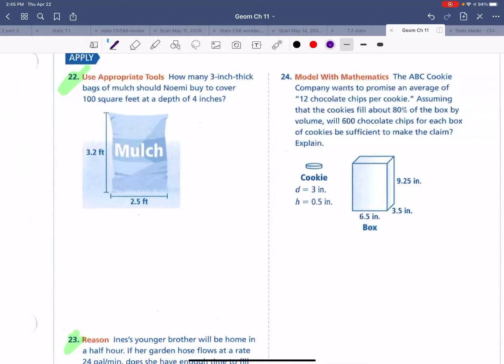22. How many 3-inch thick bags of mulch should Naomi buy to cover 100 square feet at a depth of 4 inches? Okay, so here's a bag of mulch. How many 3-inch thick bags? So you can't see this, but apparently they're 3 inches thick. I want everything in the same dimension. So 3 inches, 3 divided by 12 is 0.25 feet.